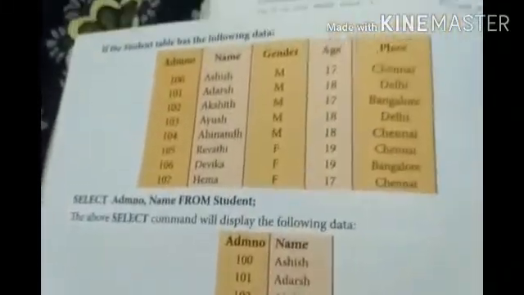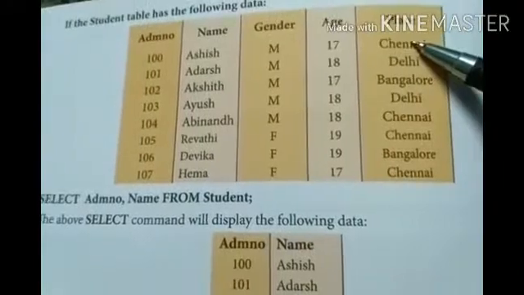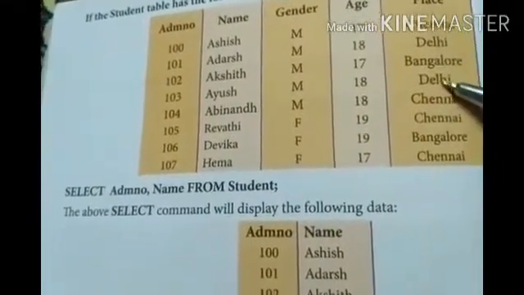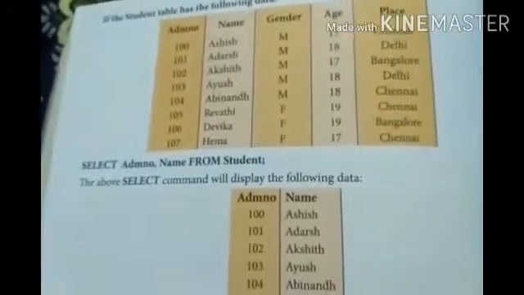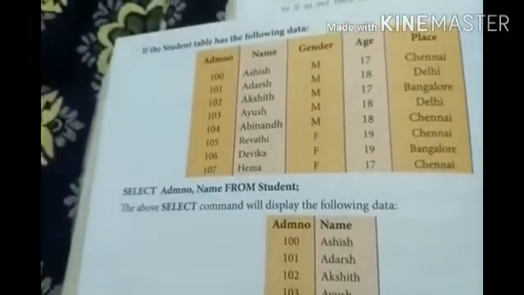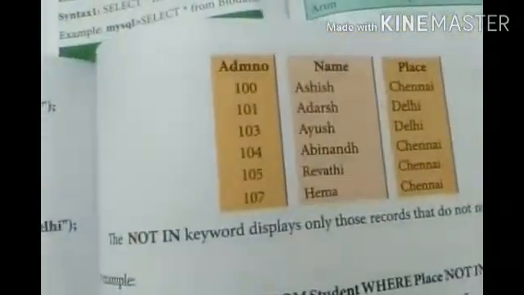In our table we have the place value Chennai. So the first record got selected, 1, 2, 3, 4, 5, 6 records. So what is the output of this? 6 records are selected which have the place value Chennai or Delhi and got displayed on the screen.